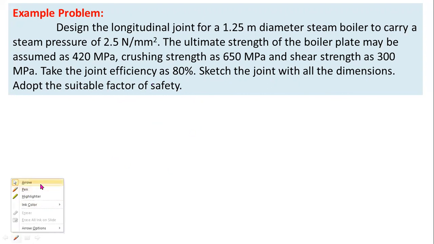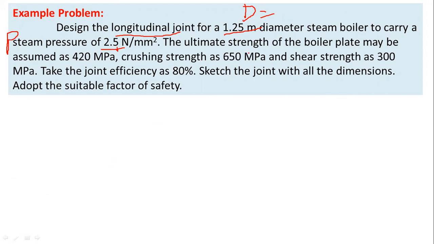From this question, first you have to identify the given values. Here you can observe you have to design a longitudinal joint for a boiler. The diameter of the boiler is capital D, equal to 1.25 meters, that is 1250 mm. And this is the maximum inside pressure in the boiler, that is capital P.